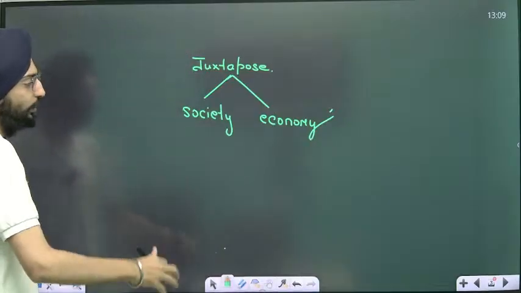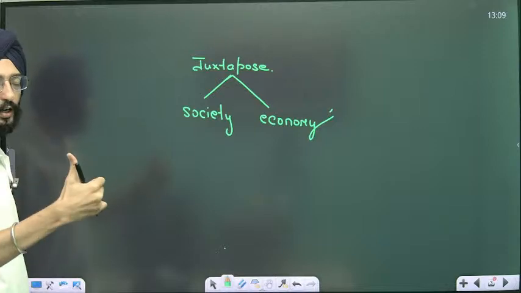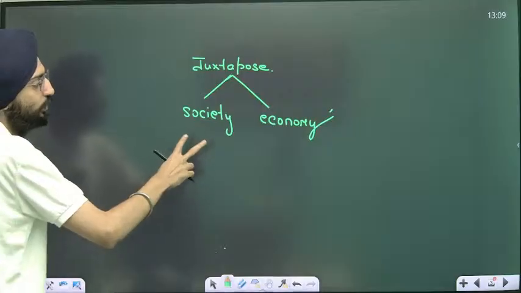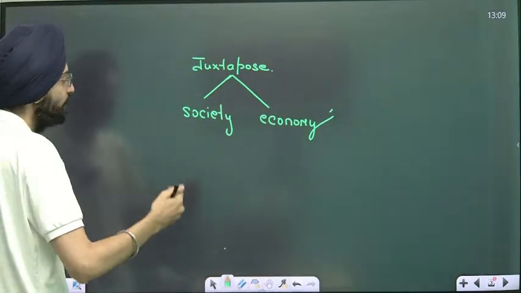Society and economy. So we need to juxtapose all of the concepts of both disciplines in order to answer comprehensively. And when it comes to GS1 and GS3, these two themes are very important. You need to understand what's been going on with these two themes.